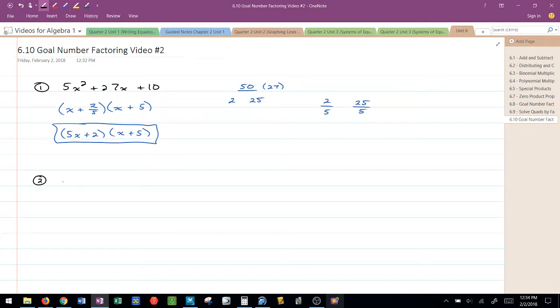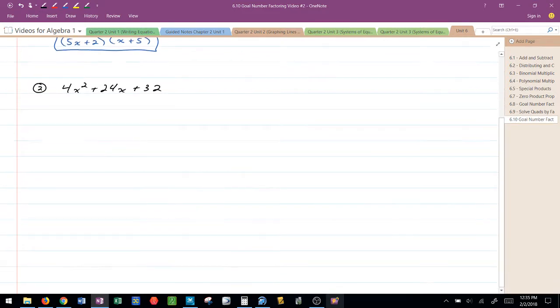Okay, let's try a second one here. Let's say that I have 4x squared plus 24x plus 32. Now some of you guys may recognize right away that there is a GCF. All right, I can either pull the GCF out now or I can pull the GCF out later. I'm going to choose this time to pull it out later. So my goal number is 4 times 32, which would be 128. And I need factors that are going to add to give me 24.